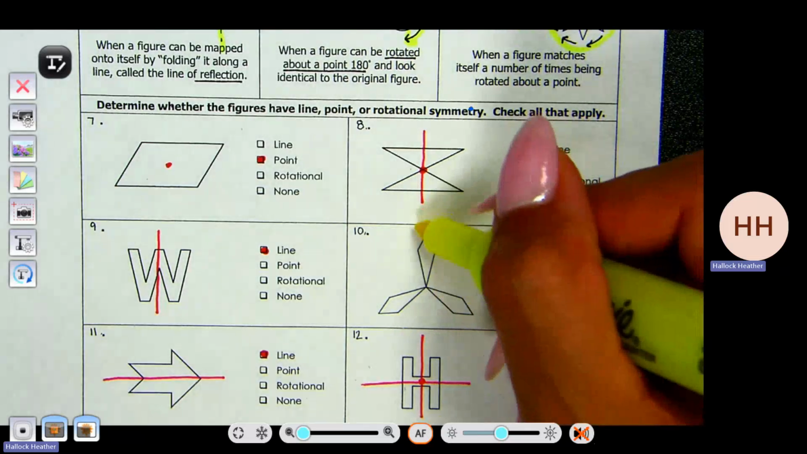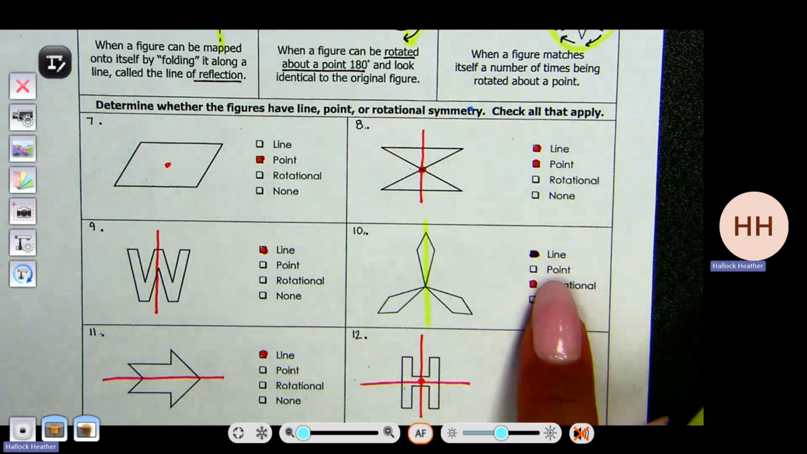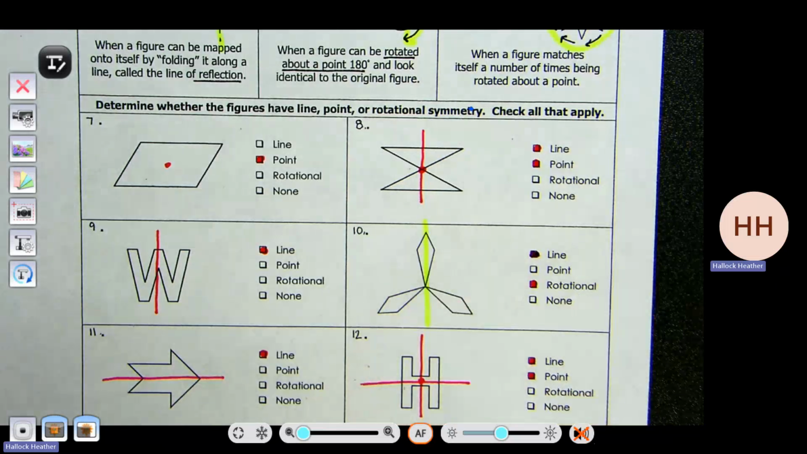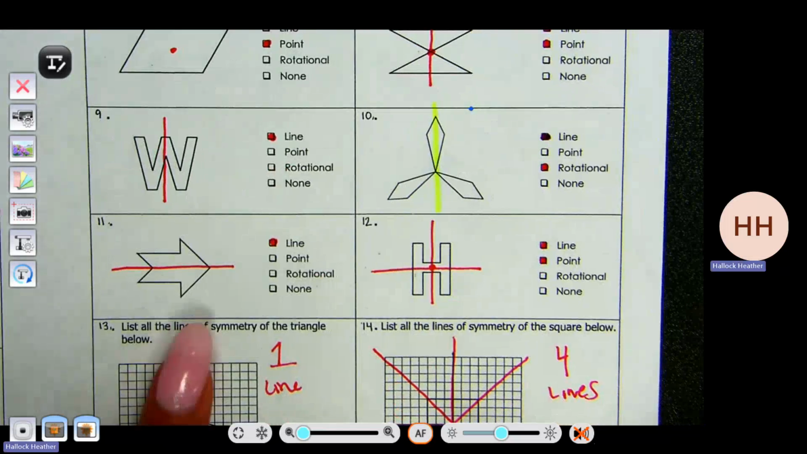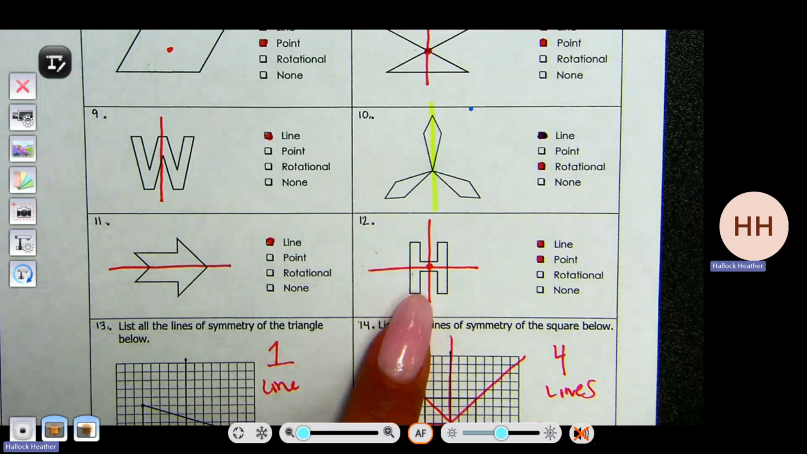Because if I draw a line, it would fold over itself. My bad, I did not do that. It's not point because it has to go more than 180 to hit on itself, or less than 180 to hit on itself. This one is line. This one is line and point.